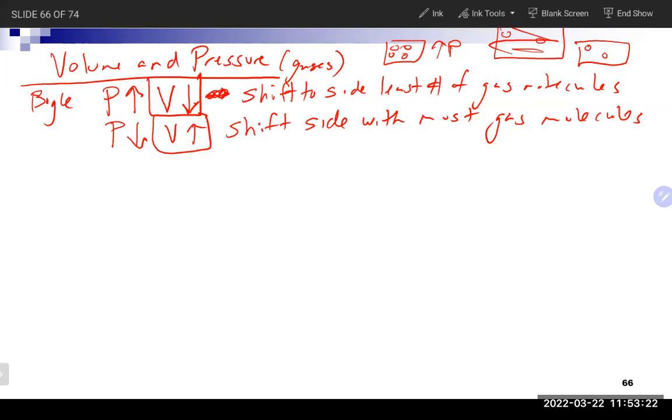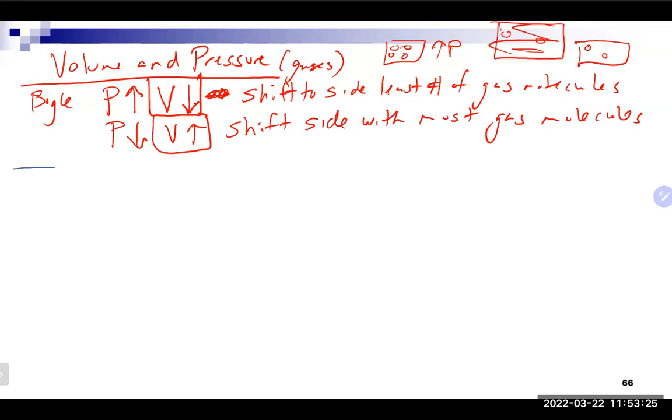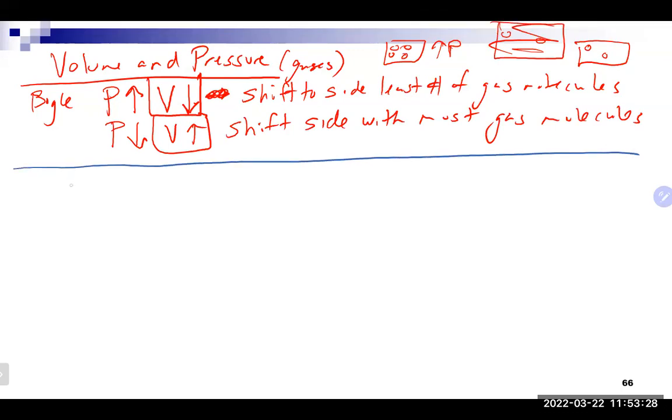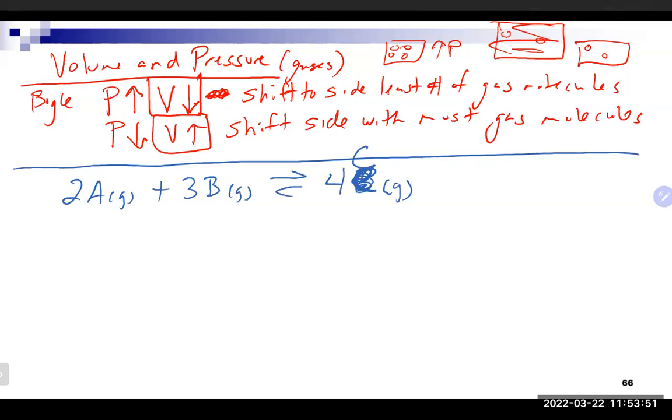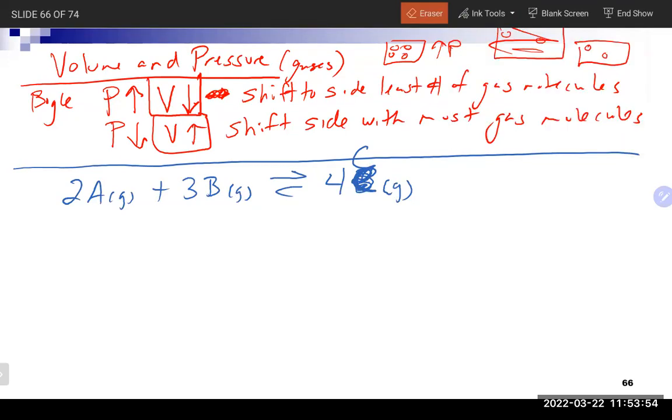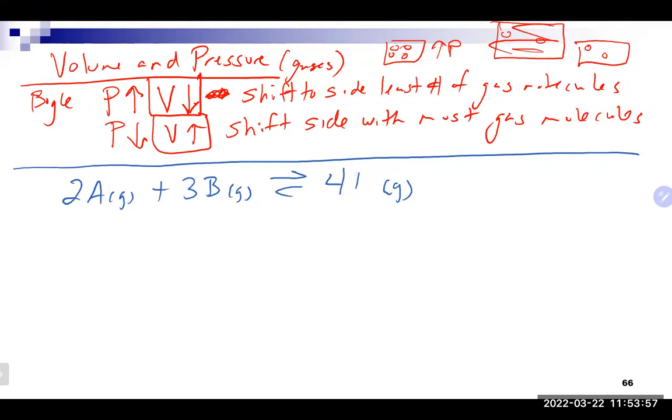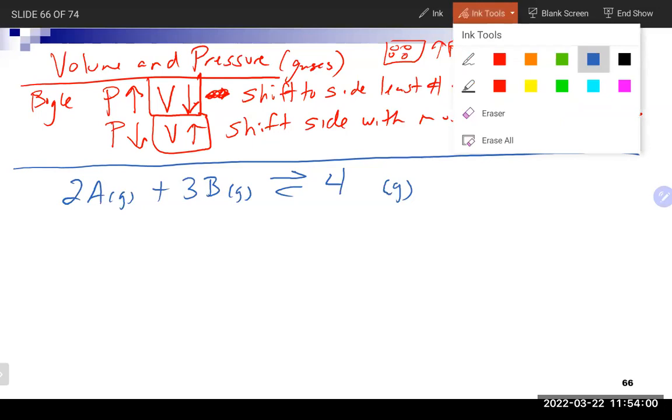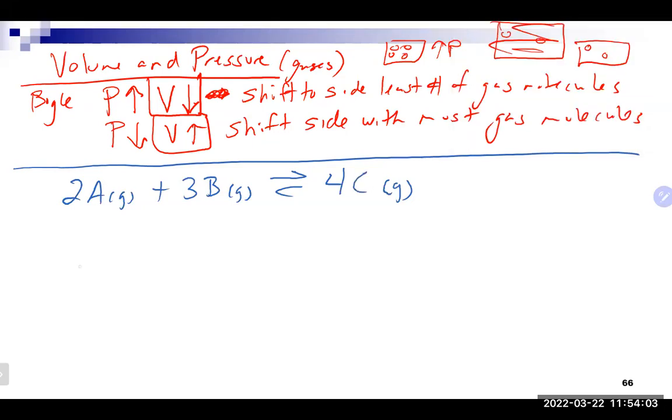So if we look at an example here, let's do 2A plus 3B, and we'll do 4C. So I should learn the alphabet. I think C comes after B there. C, there we go. All right, so if we have this guy here, 2A plus 3B is in equilibrium with 4C.